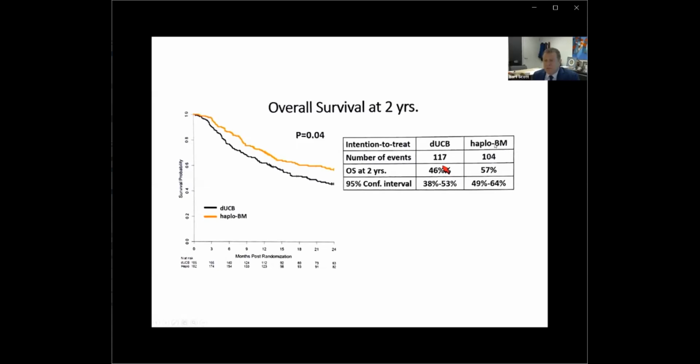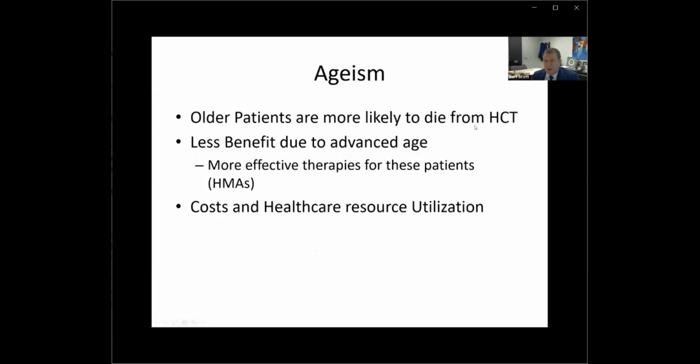Other advantages of haplo is that from a logistical perspective, they're a little bit easier to perform. So the idea that we can't find a donor for patients is not necessarily true. It might be more appropriate to say we can't find the most preferred donor for a patient. So I'm just saying that lack of donor availability, in my opinion, is no longer a strong argument for not doing an allogeneic transplant.